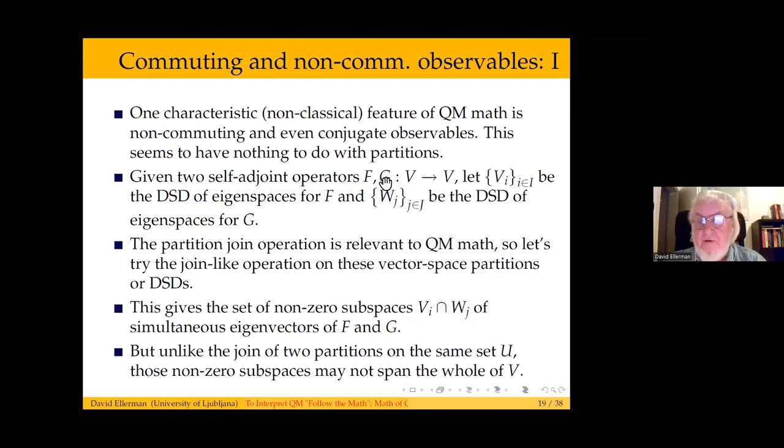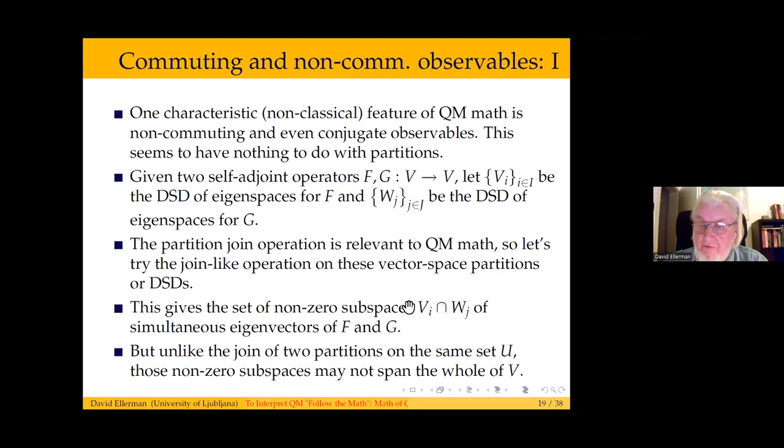So we've got two self-adjoint operators here on the vector space, and we've got two direct sum decompositions, DSDs, of their eigenspaces, this one for F and this one for G. And what we know to do is to take their join, or their join-like operation. So let's take all the intersections of these eigenspaces from each operator and take all the non-zero ones. They all intersect, of course, in the zero vector. This is analogous to the non-empty intersections in the case of a set join of two set partitions.